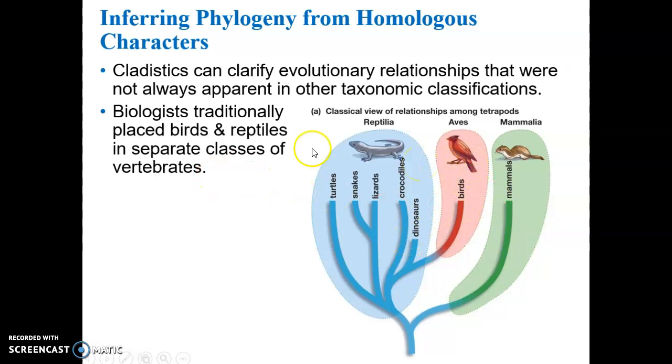So biologists traditionally have placed birds and reptiles in separate classes of vertebrates. We now know that birds are more closely related to some reptiles versus others, and actually things like turtles are more distantly related to things like crocodiles and birds than they are to some of the other reptiles.